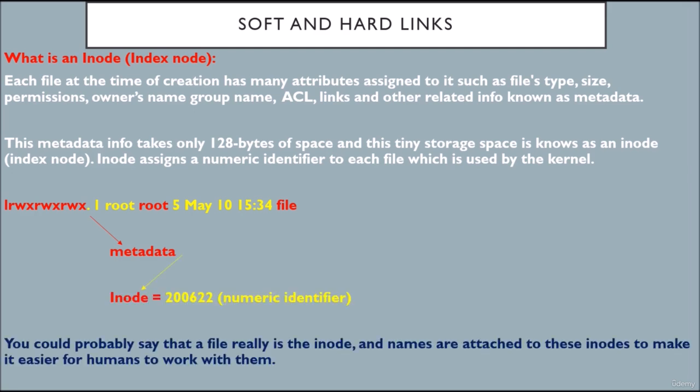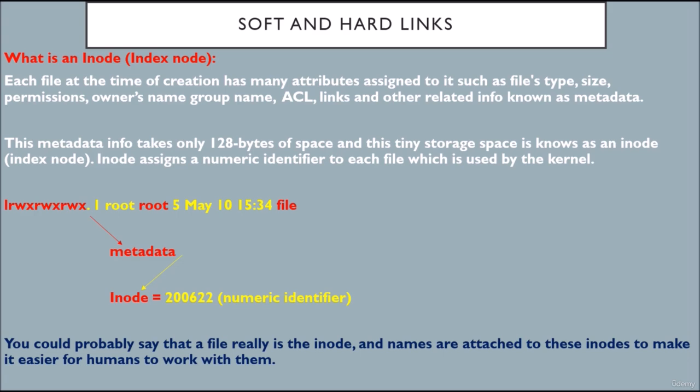The metadata is then saved as an inode. So there's a small tiny storage space. It is known as an inode or an index node. Inode then assigns a numeric identifier to each file which is used by the kernel.